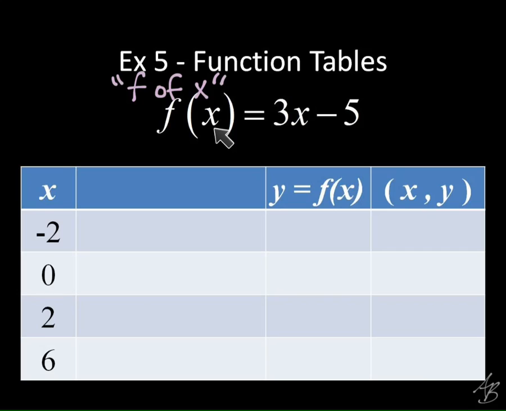And what this means is that f is a function, and we're going to put x values into that function. Okay, so first of all, I'm going to write this f of x equals 3x minus 5. That goes in the top of your work column there. And we're going to do the same thing. We're going to be plugging in negative 2 for x, 0 for x, 2 for x, and 6 for x. And the f of x is just going to be the same thing as y. So it's just a different way of writing it.